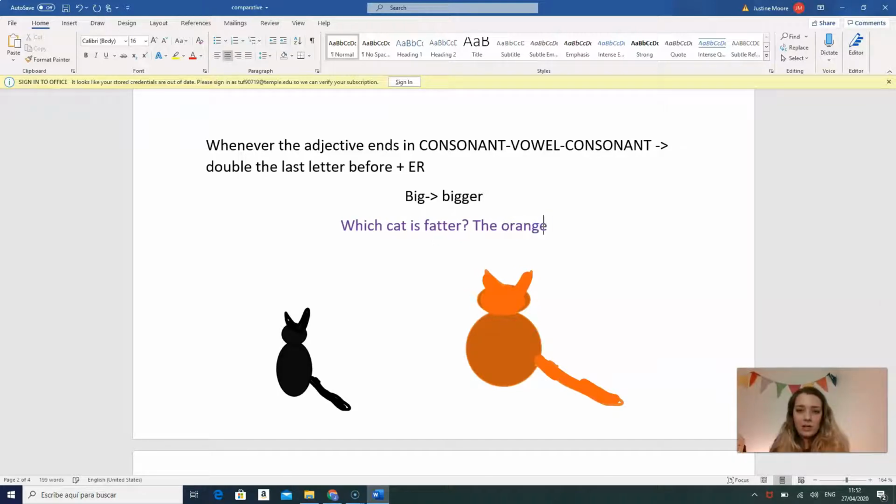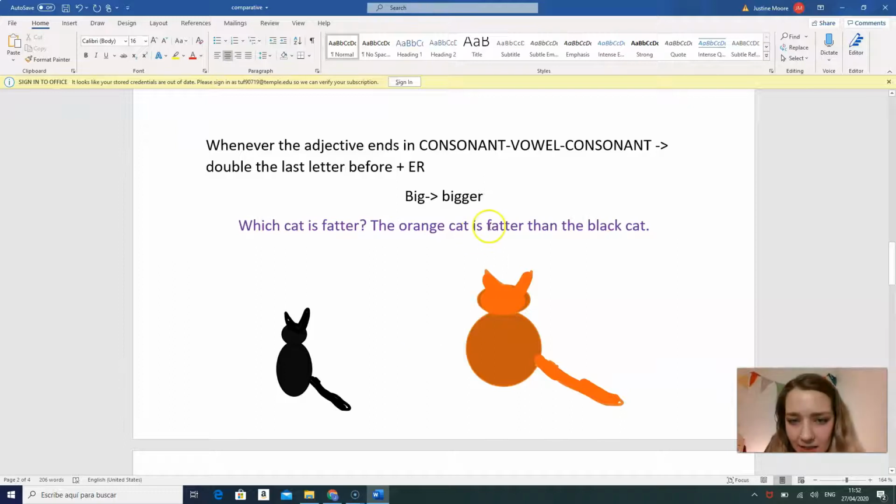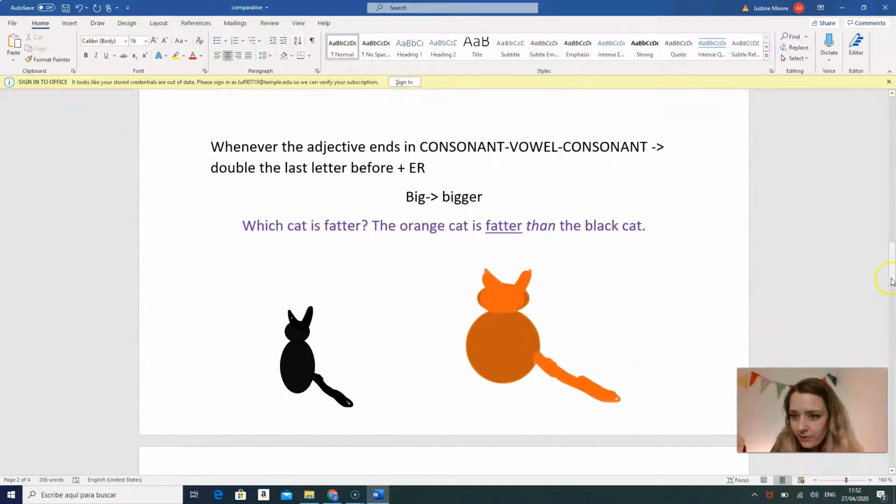The orange cat is fatter than the black cat. The orange cat is fatter than the black cat. And see, two T's. We doubled it.